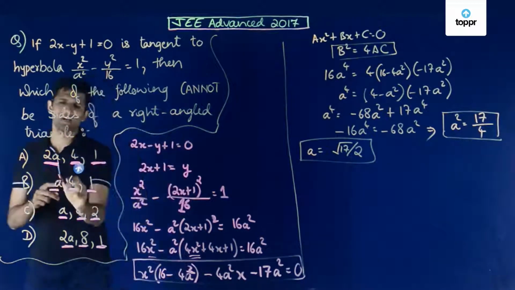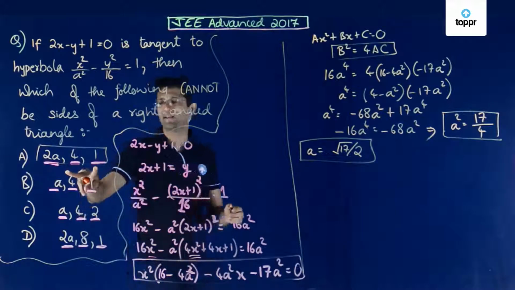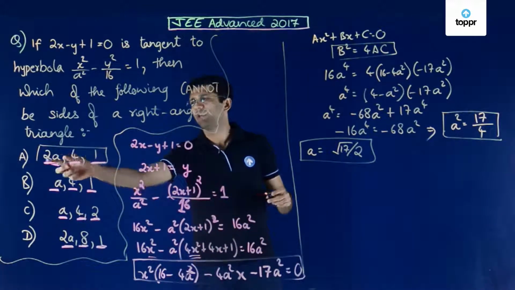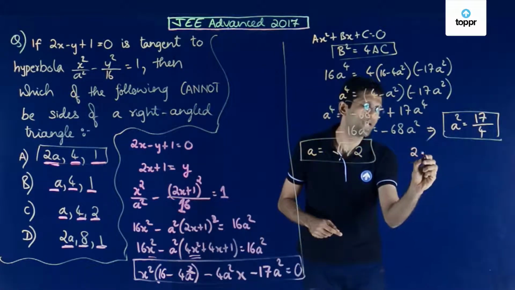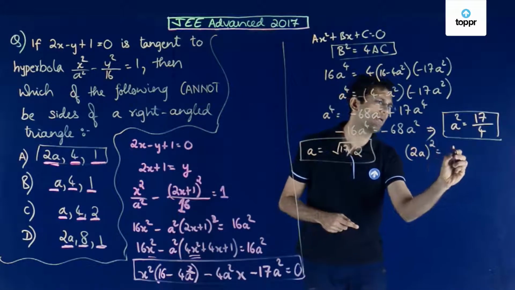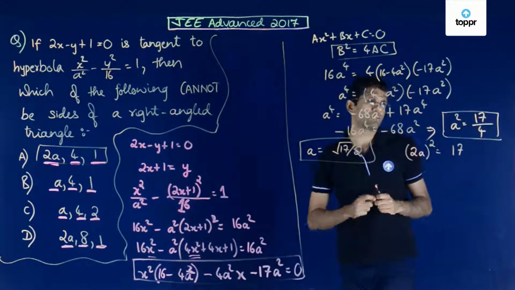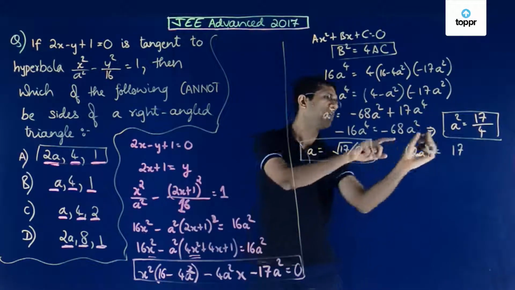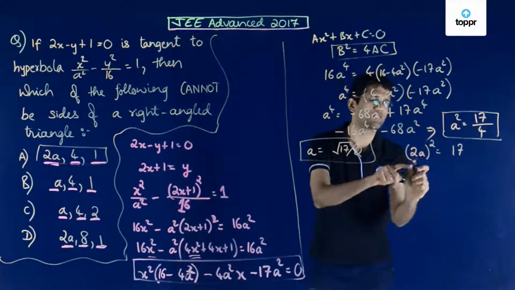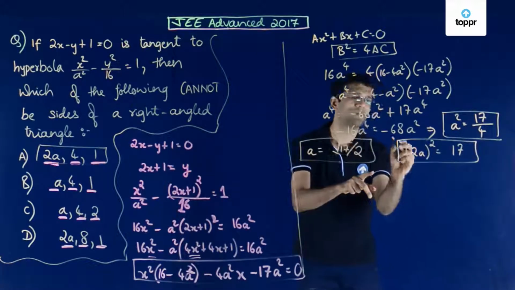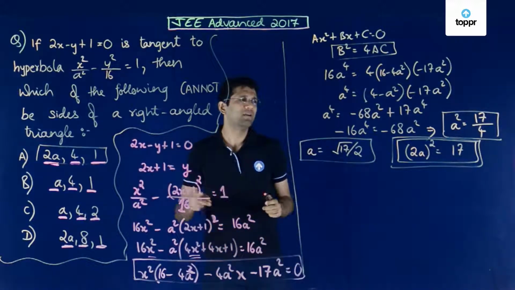Now if you take the first case, that is 2a, 4 and 1, so if these are the sides of a right angle triangle, then if you take the value of 2a, so here we have obtained that a square is 17 upon 4, and so if we write 2a the whole square, it is now equal to 17. Note that here a square was equal to 17 upon 4, because of which we took this 4 on the left hand side, and so we obtained 4a square is equal to 17. Now 4a square is same as 2a the whole square, and so we've obtained 2a the whole square is equal to 17.